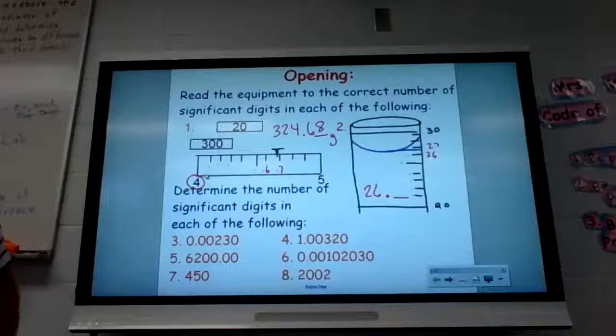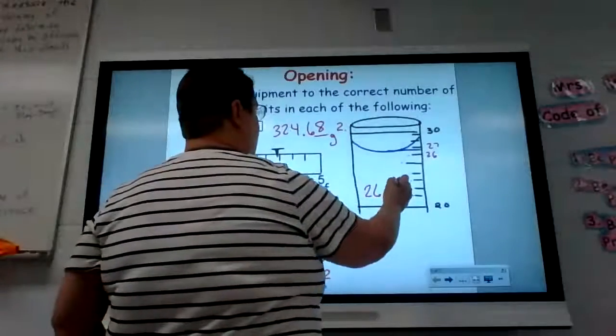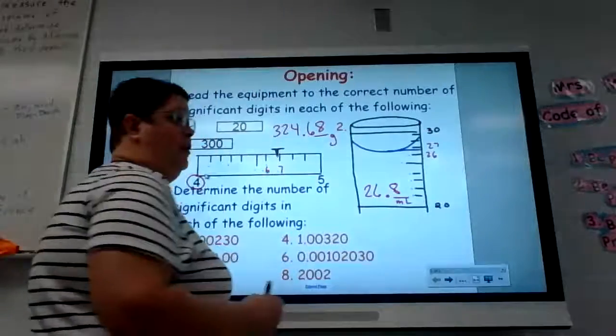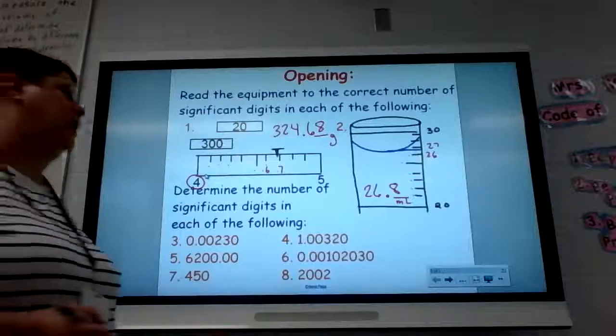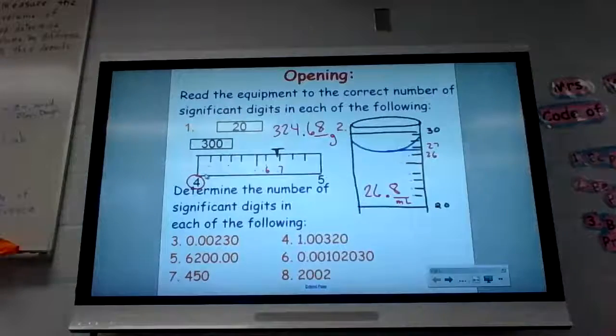So in your mind, 1 through 9, give me a guess that estimates where it is. 8. Okay? And put an 8 in milliliters. You have a note, Daniela? Nope. Okay. All right, everybody okay with this?